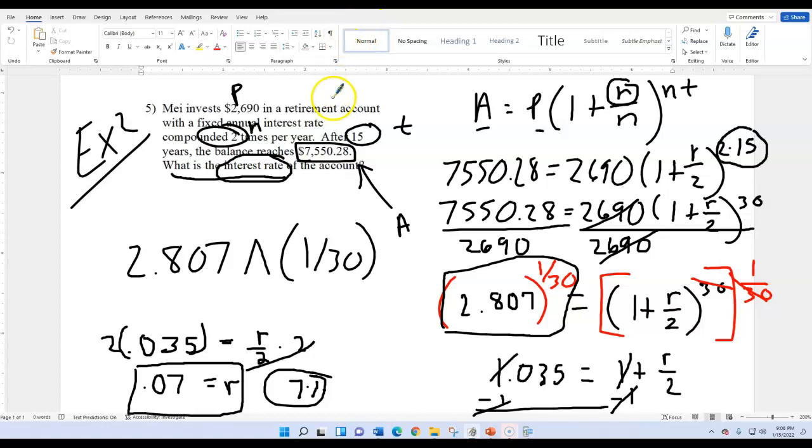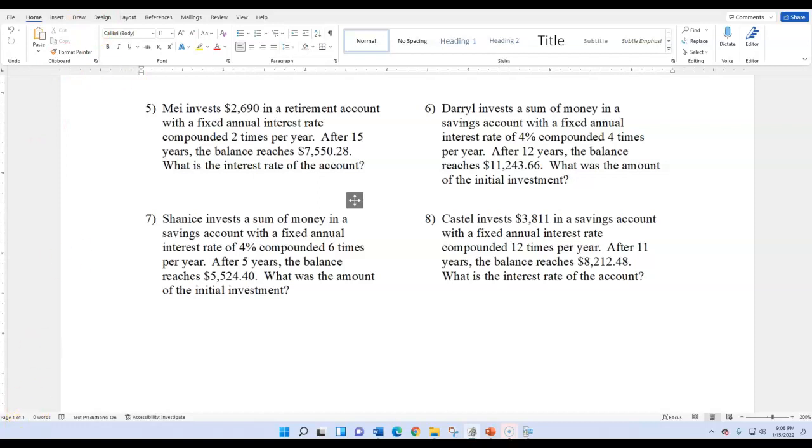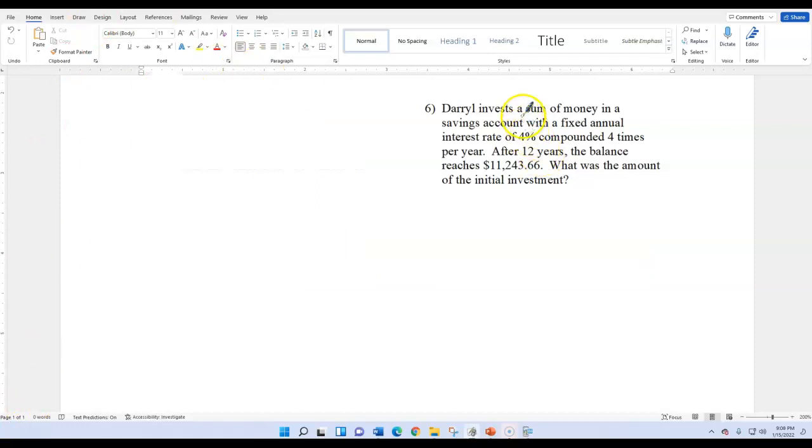Okay? Let's take a look at another type of problem where they give you the A value again, but they're going to ask us to find something else that's a little bit different this time. This one says Daryl invests a sum of money in a savings account with a fixed annual interest rate of 4%. So there's our R value. R is equal to 0.04. If you divide 4 by 100, you'll get 0.04. Compounded 4 times. Well, there's our N value. After 12 years, there's our T value.